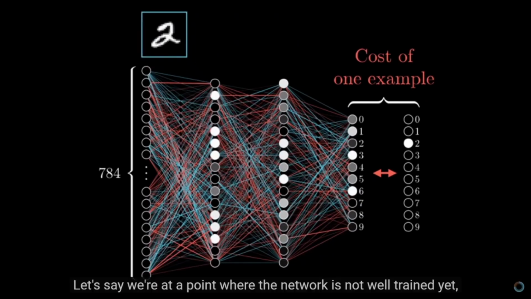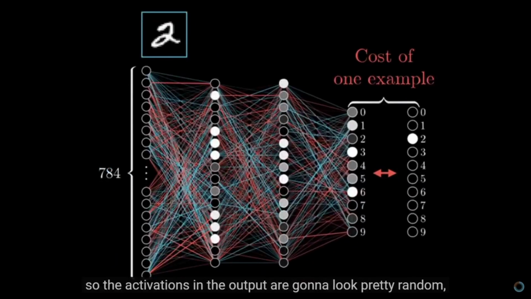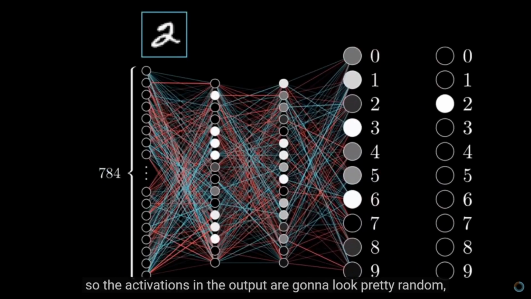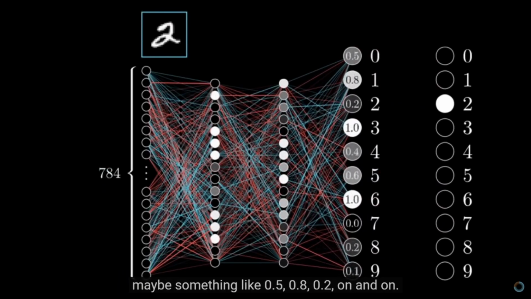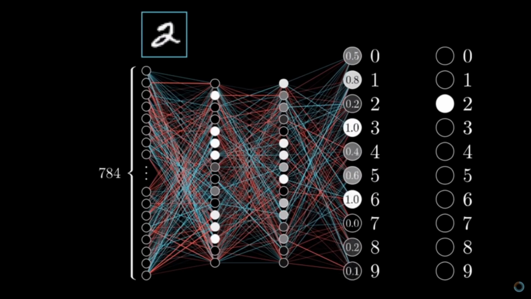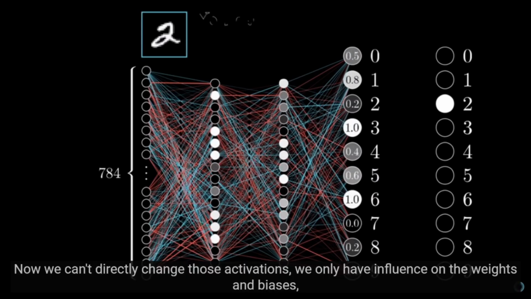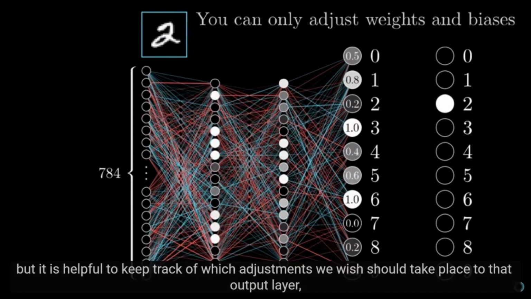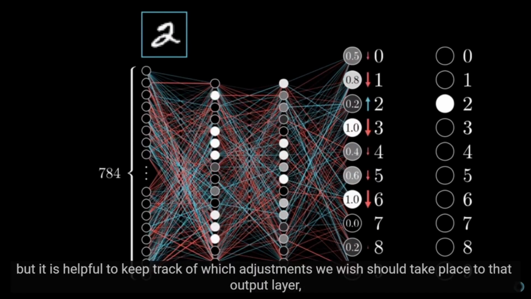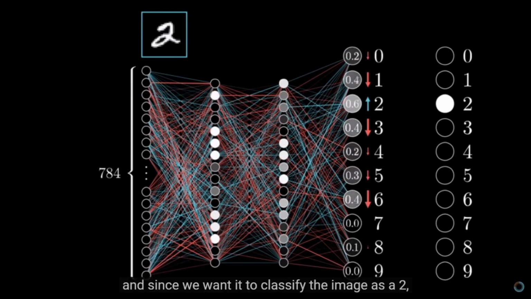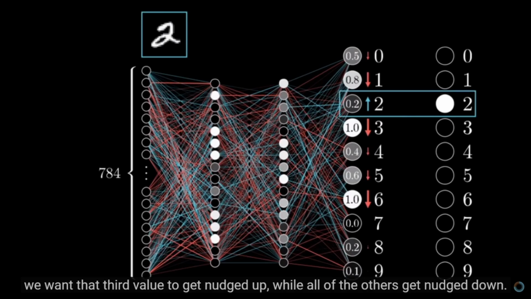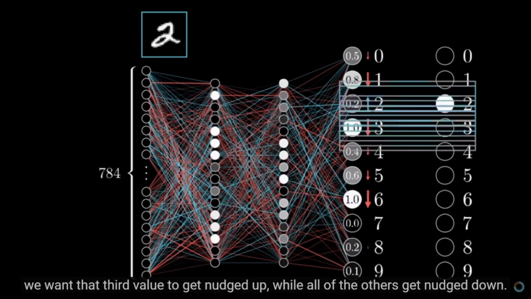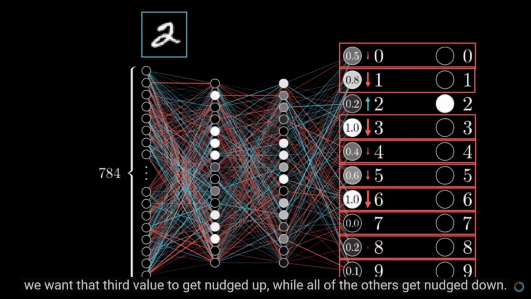Let's say we're at a point where the network is not well trained yet, so the activations in the output are going to look pretty random, maybe something like 0.5, 0.8, 0.2, on and on. Now we can't directly change those activations, we only have influence on the weights and biases. But it is helpful to keep track of which adjustments we wish should take place to that output layer. And since we want it to classify the image as a 2, we want that third value to get nudged up, while all of the others get nudged down.